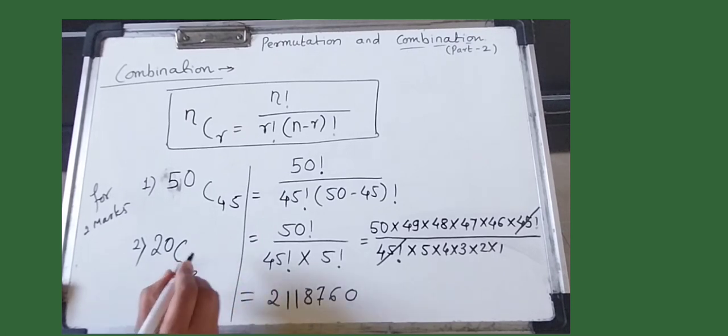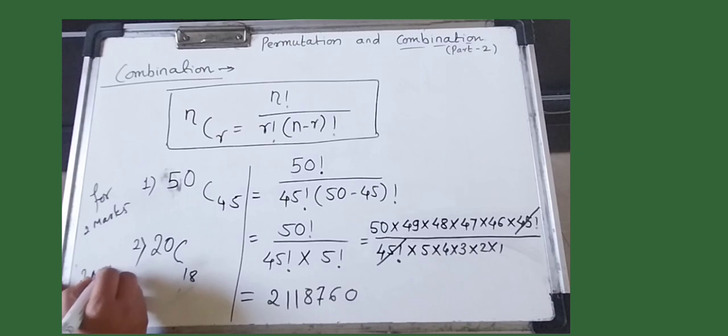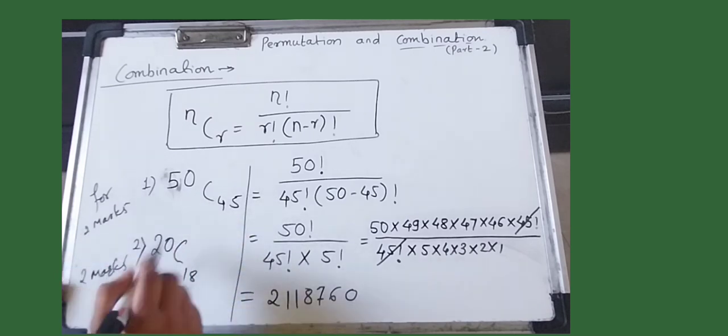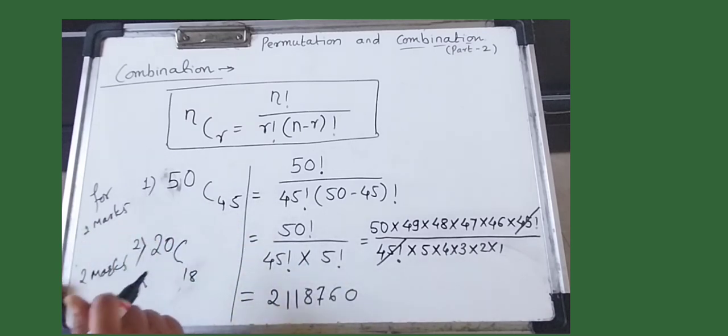20C18. Okay. This is for 2 marks. So 2 plus 2 become 4 marks for one question. Okay.